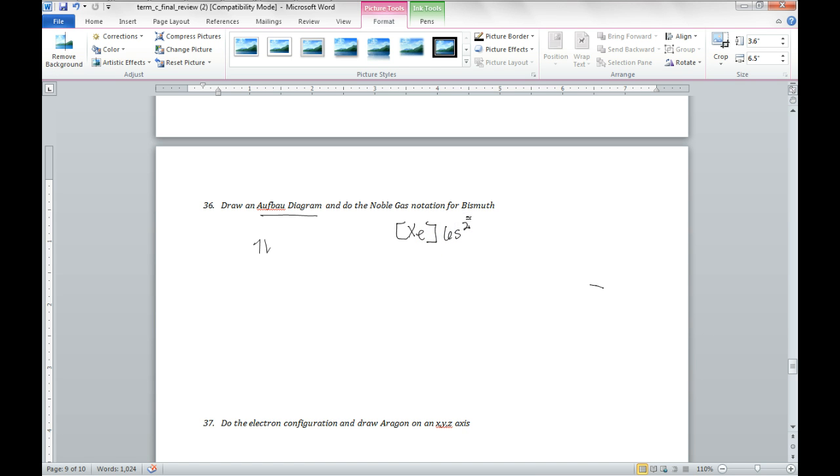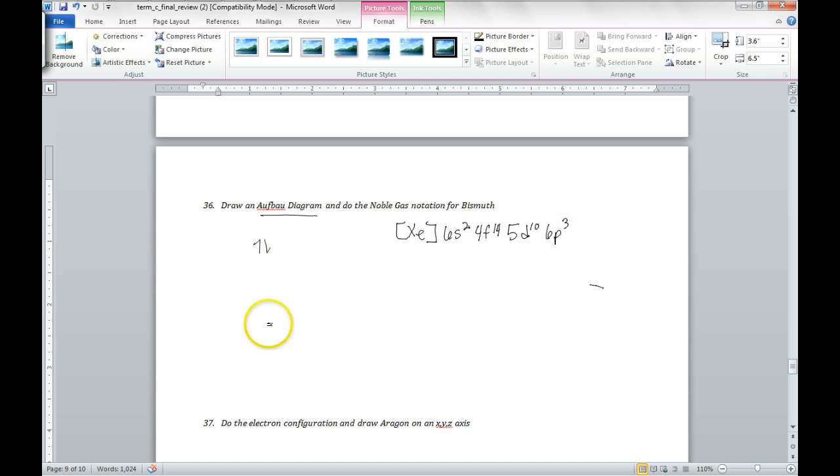And then we actually go down to the lanthanide actinide series, which is the F block, and it jumps down 2 energy levels, so it's going to be 4f14. And then we can jump back up, which is going to be 5d10, and then 6p1, 2, 3.